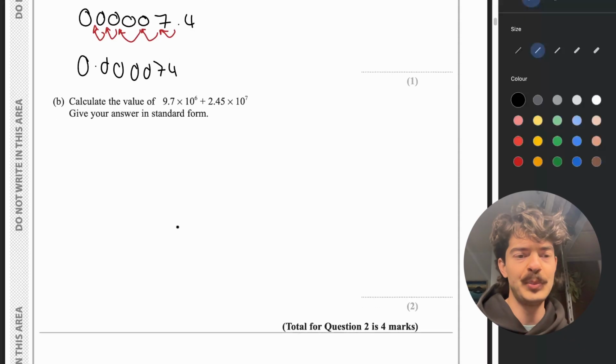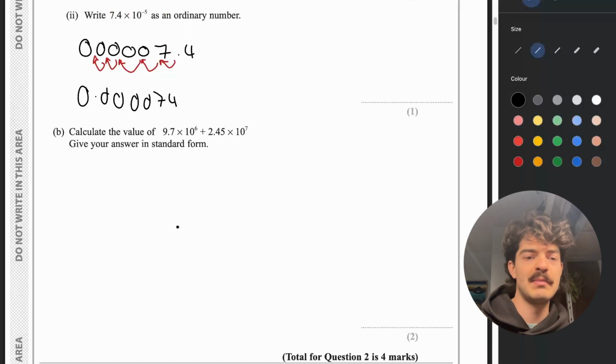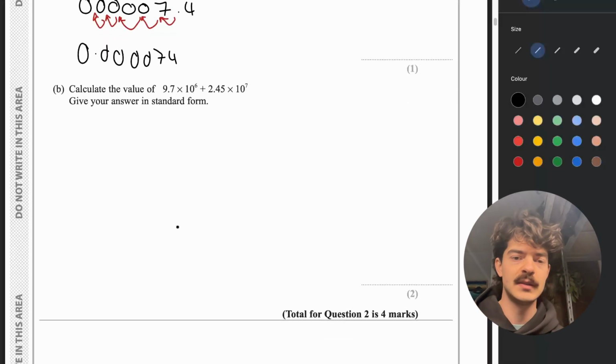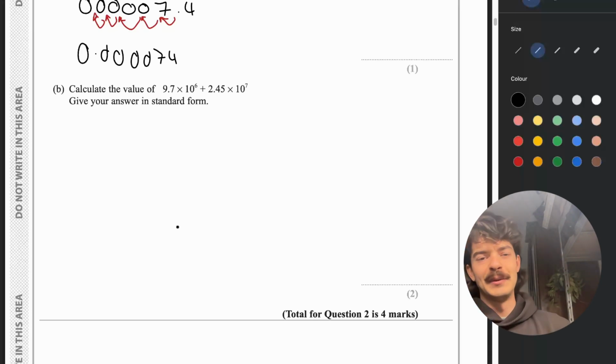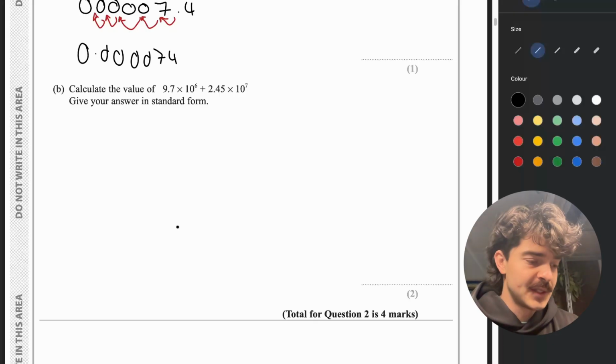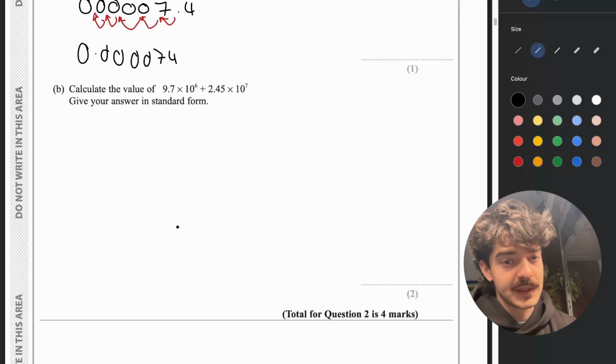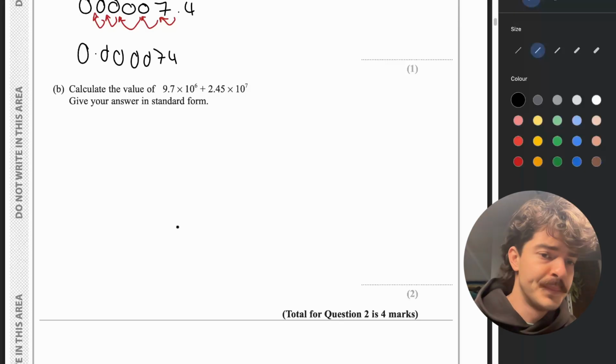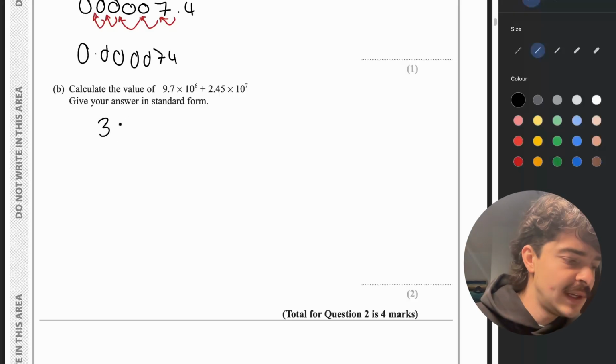And then part B here. Calculate the value of 9.7 times 10 to the 6 plus 2.45 times 10 to the 7. Give your answer in standard form. This is probably the first time I'd be getting the calculator out. It is a calculator paper, of course. So I'm going to just type this in: 9.7 times 10 to the 6 plus 2.45 times 10 to the 7. You could, of course, do this in a more manual route, but I think for speed, it's definitely easier to just power through with your calculator.